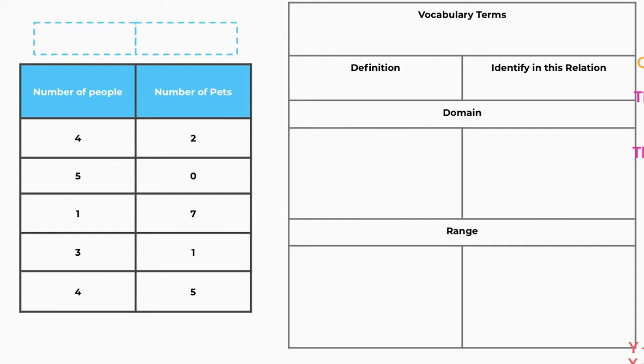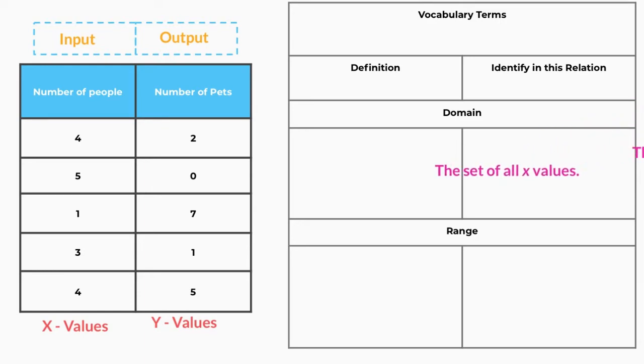So first, let's put in the things that we know. We know that the number of people is going to be the input, and we have that as an x value, right? The x value is on the left-hand side. On the other side, we have the output, also the y values represented in the table. So those things we already know. Now let's expand our definition by talking about the domain.